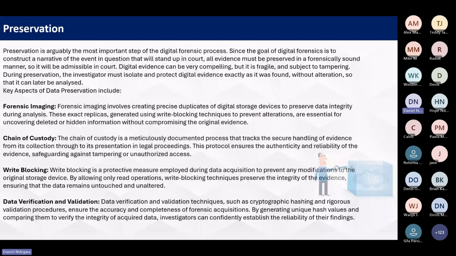The second one is preservation. Preserving your data is very, very important, and data must be preserved in a forensically sound manner so that it is admissible in a court of law.